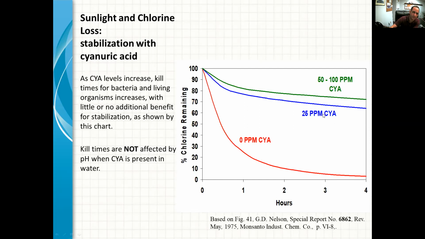And you can see the difference between 25 ppm and 50 to 100. For 50 to 100, there's no difference. They're close enough that they grouped them together in that study. And the difference between 25 ppm and that is only like 10%. So with the extra CYA, you get a reduced killing power, but you do keep maybe 10% more, a little bit more. So there is that trade-off there.